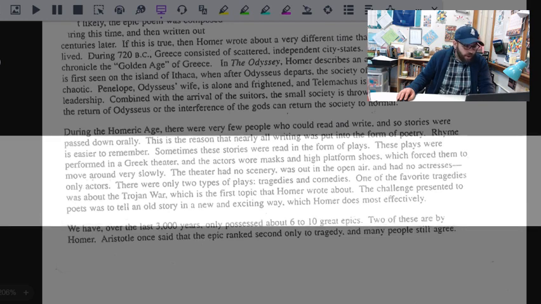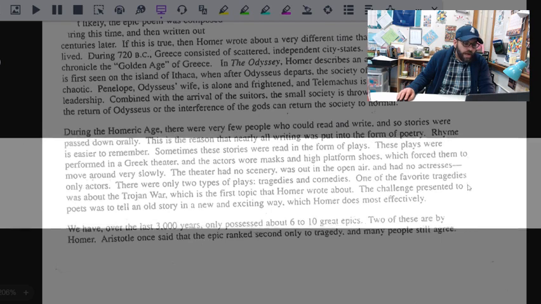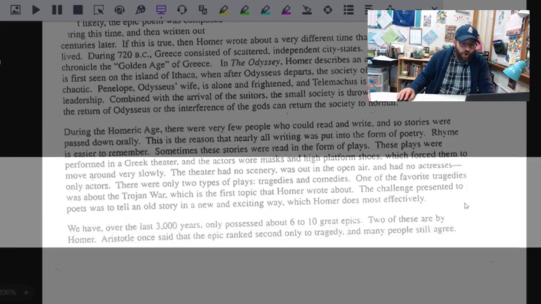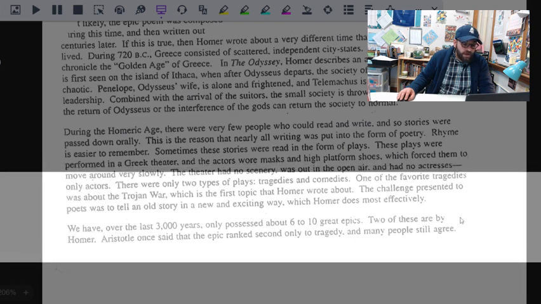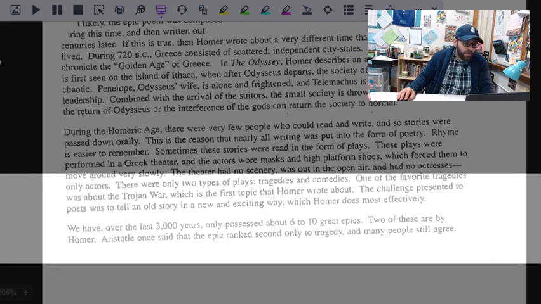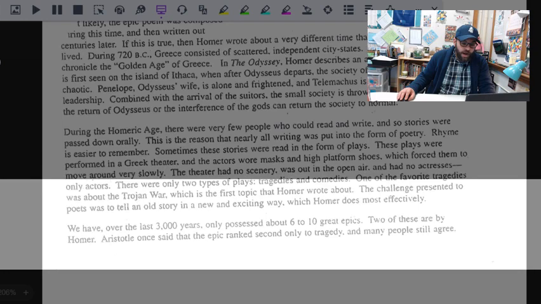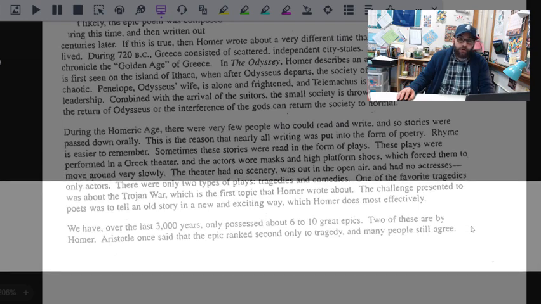The challenge presented to poets was to tell an old story in a new and exciting way, which Homer does most effectively. We have, over the last 3,000 years, only possessed about 6 to 10 great epics. Two of these are by Homer. Aristotle once said that the epic ranked second only to tragedy, and many people still agree.